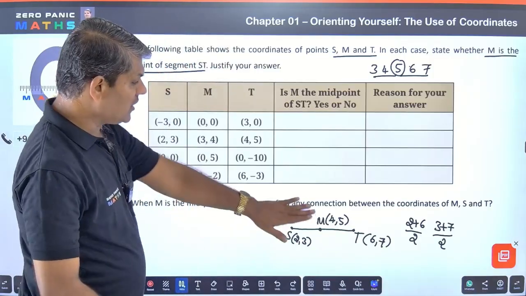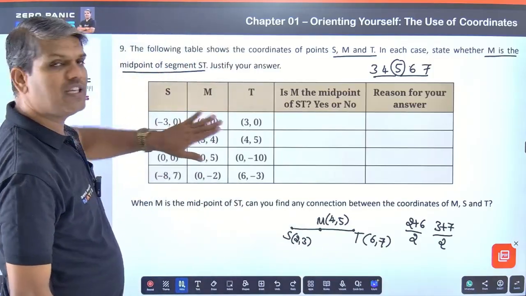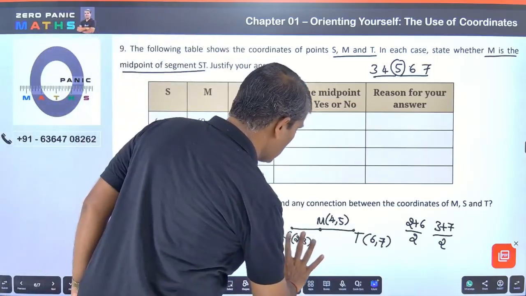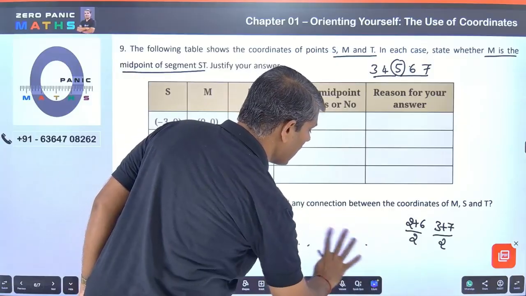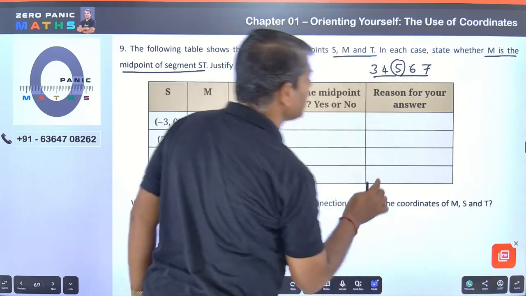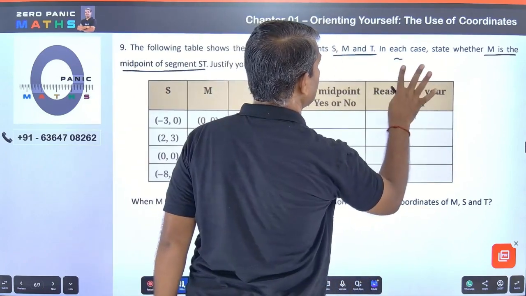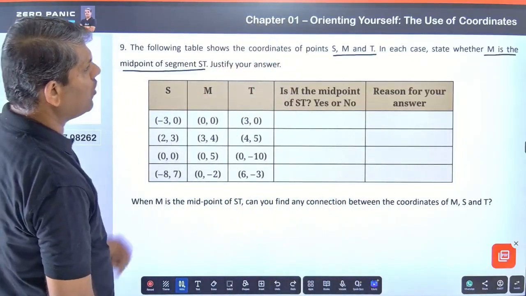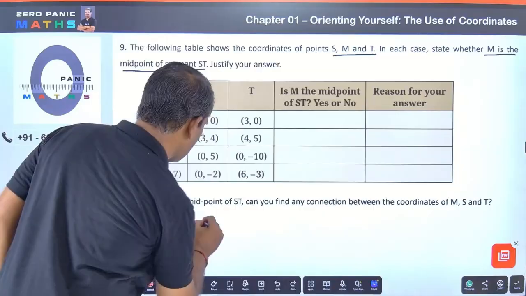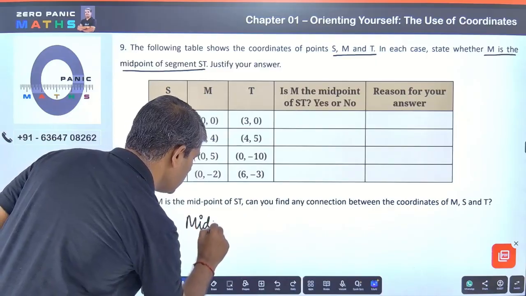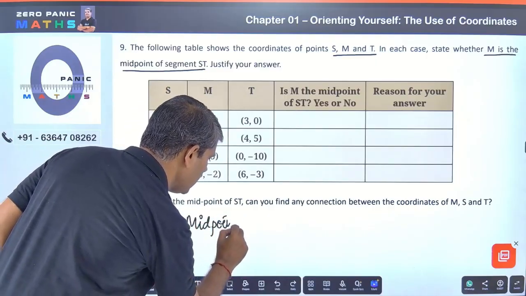Okay, with this calculation only we have to fill this table. I will give you the generic formula for this. When M is the midpoint of S and T, that is the connection I'm telling you here. The connection they are talking about is the midpoint formula. Listen to me carefully.